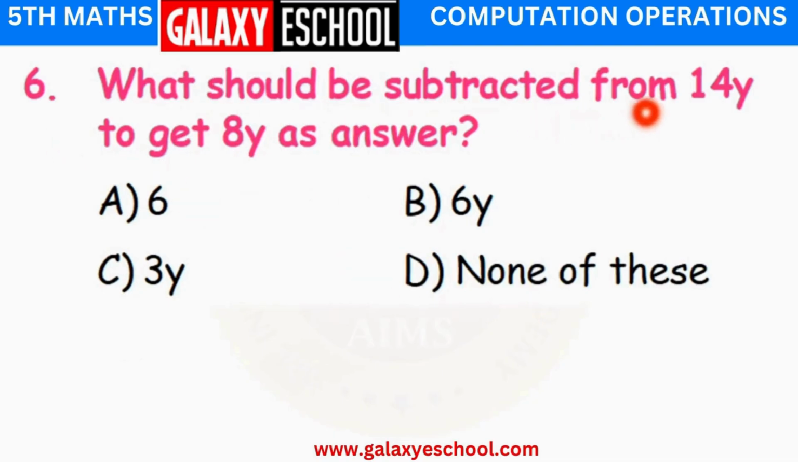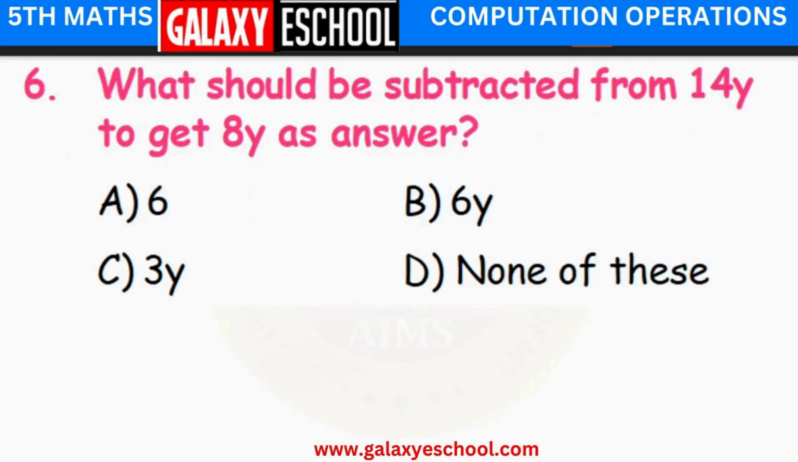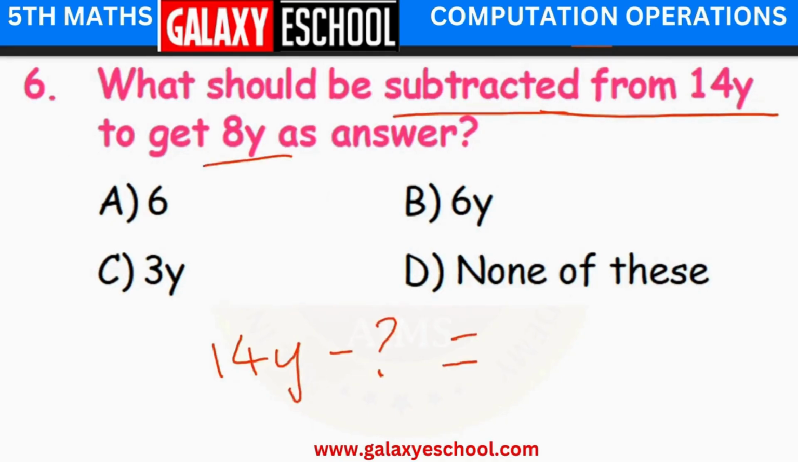Coming to question number 6. What should be subtracted from 14y to get 8y as answer? Understand the question carefully children. From 14y we need to subtract something so that the answer becomes 8y. Now what do we have here? This is the minuend and this is the difference.